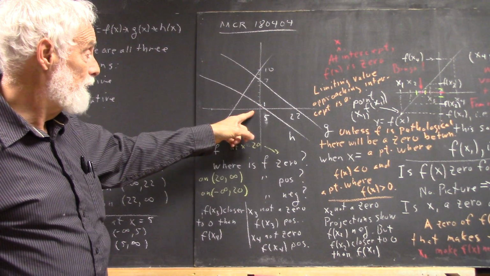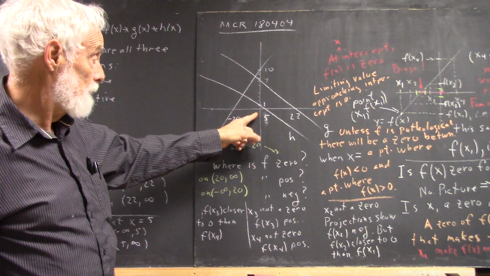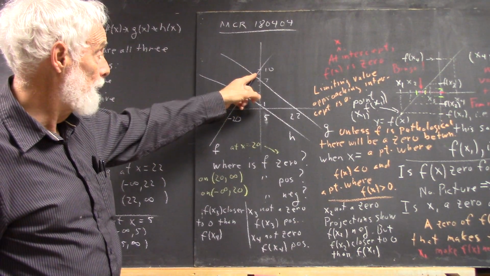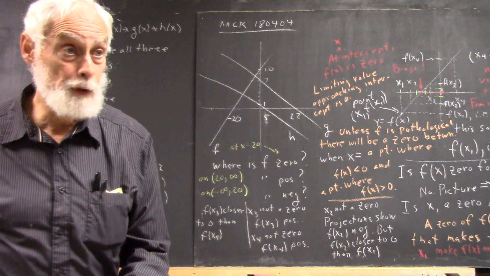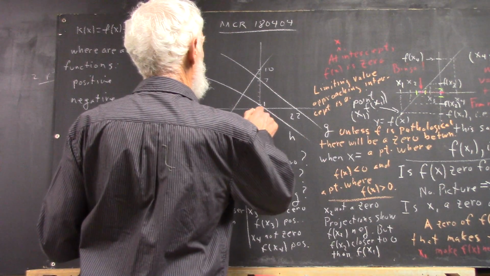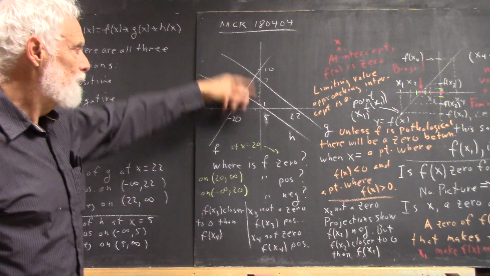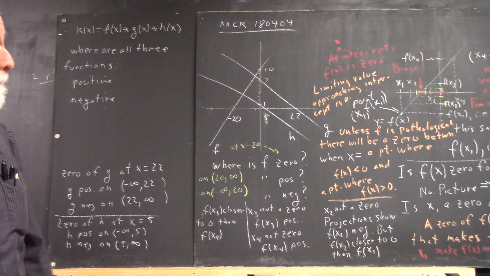Okay, if x is negative 2, that'd be somewhere around here, right? And it looks like this one's positive and this one's positive. It looks like the two of them are almost equal, but we certainly have three positives, don't we? So if we have a point anywhere around here, it's clear that all three are going to be positive, right? Okay?